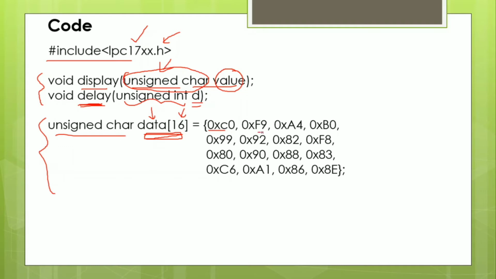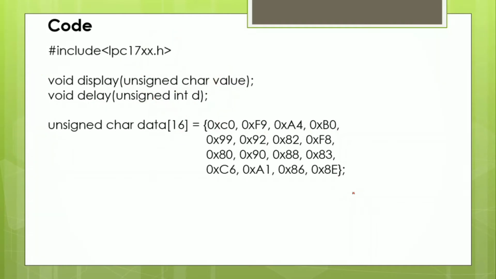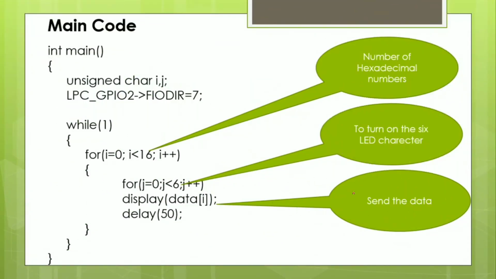C0, F9, A4, B0, like this up to 80. This represents number 0 and this represents alphabet F. So these are the hexadecimal numbers that you want to display. Okay, the next slide. In the next slide, we discuss the main code.